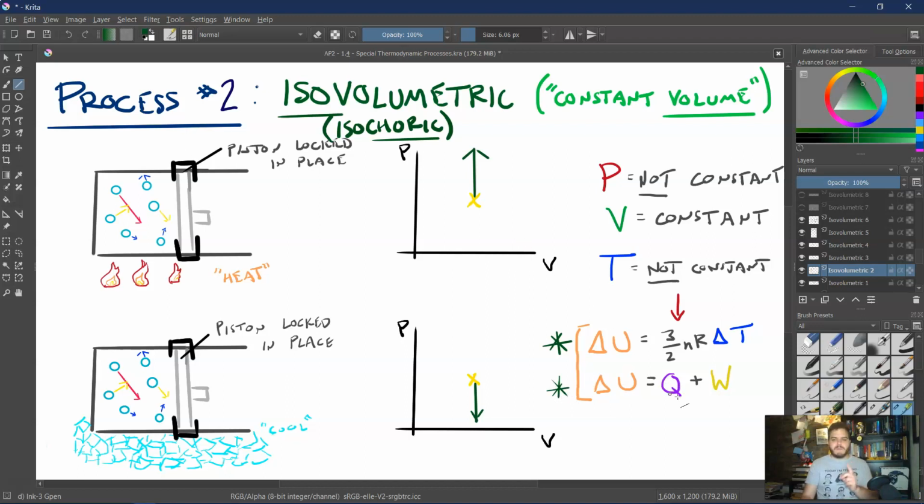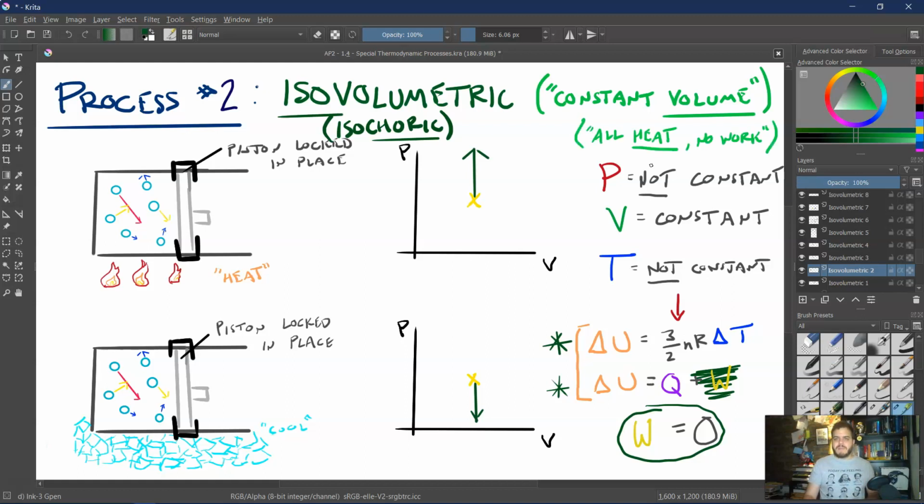Well, the thing here is we said work is the area under these graphs, but these are vertical lines, so there is no area. And if there's no area, that means our work here is going to be 0. Because there is no expansion or compression, the only change in this process comes from heat. Work is not a factor here. So delta U will just equal Q.